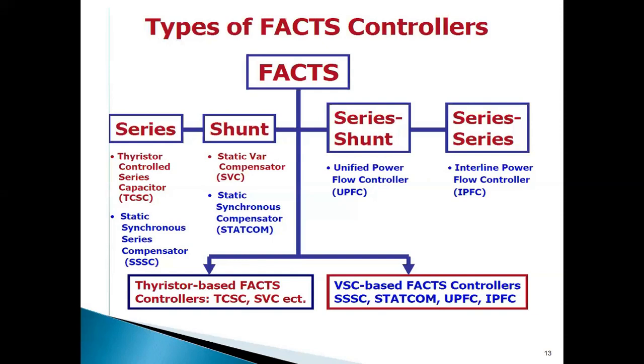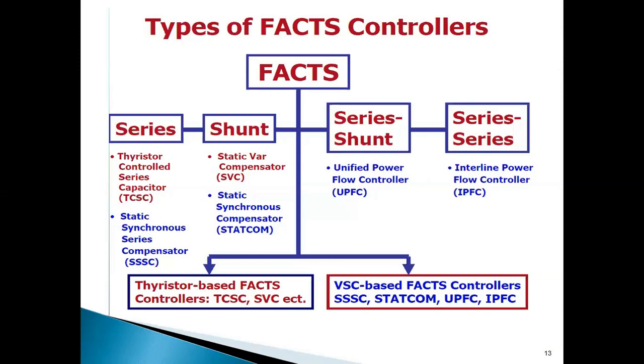The important concept we are going to see is how we classify the FACTS controllers based on the connection. How do we connect the FACTS controller in the transmission line? We can classify into 4 categories: series FACTS controllers, shunt FACTS controllers, series-shunt FACTS controllers, and series-series. Let me repeat once again. Based on the connection, we can classify into 4 categories: series, shunt, series-shunt, and series-series FACTS controllers.